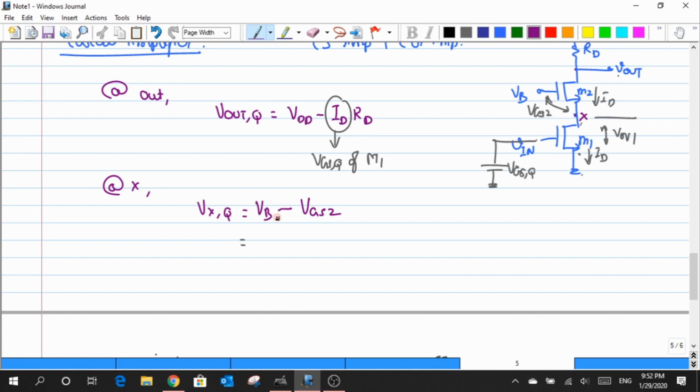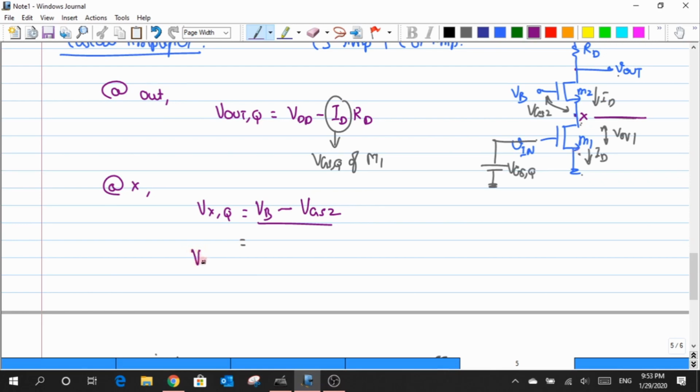Now, having said that, let us try to define this. Hope that you are clear with this. I have a Q point here, and that Q point is defined by this quantity. Now, what is this VB, or what value does it have to have in order to satisfy all the conditions, such that both my M1 and M2 are in the saturation regime?